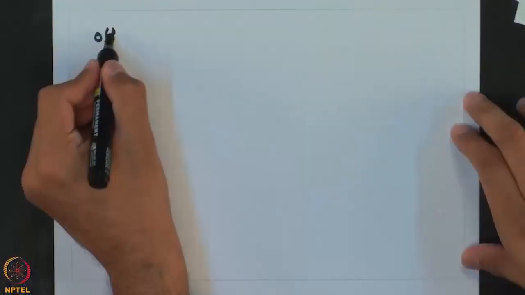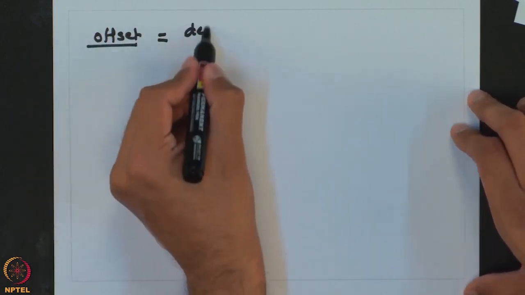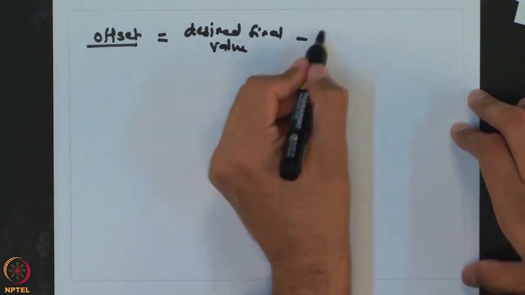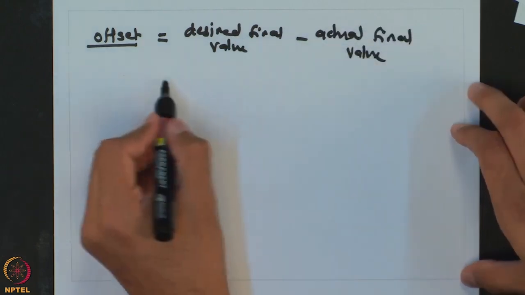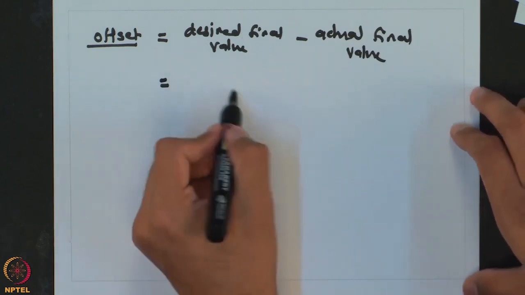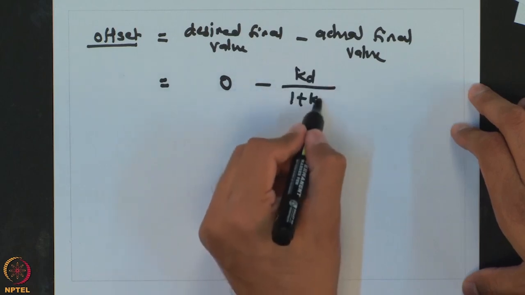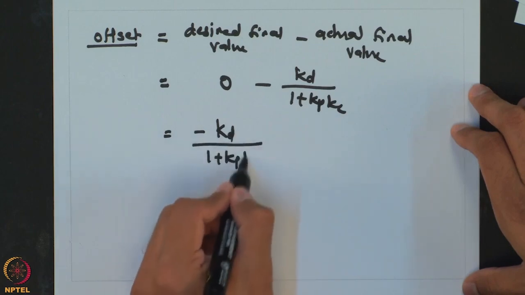Mathematically, the way we represent this is through the definition of a quantity called offset. So offset is defined as the desired final value minus the actual final value. So in this case, for disturbance rejection, the desired final value is 0 and the actual final value we got was Kd over 1 plus Kp Kc. So the offset is equal to minus Kd over 1 plus Kp Kc.